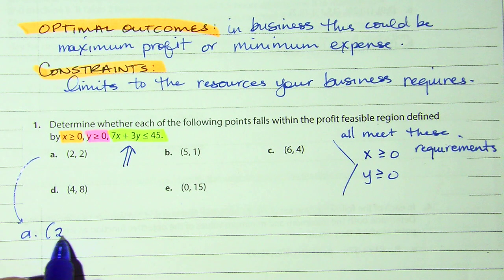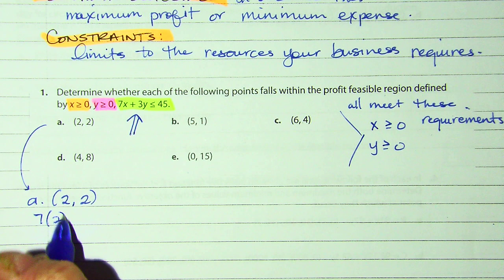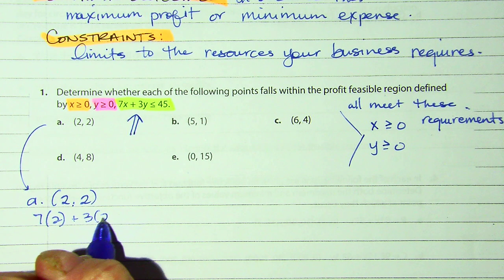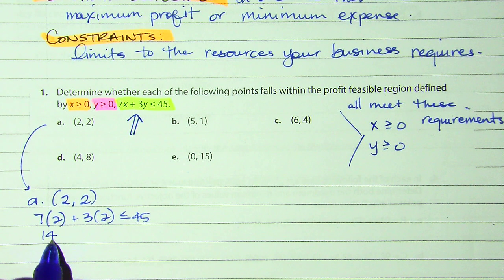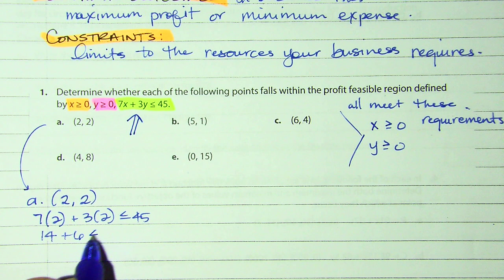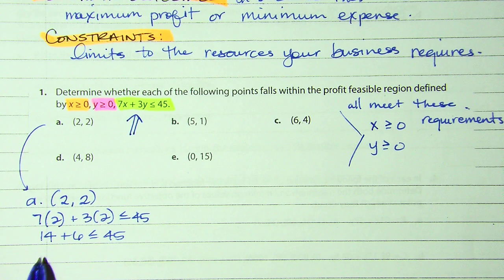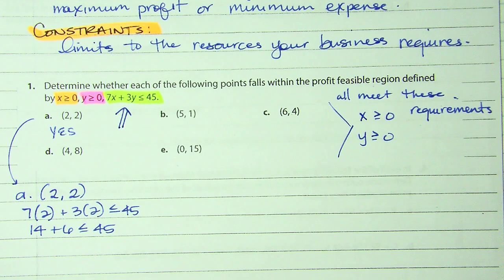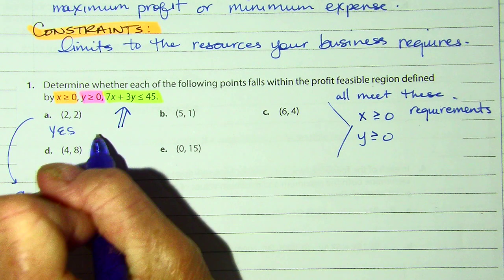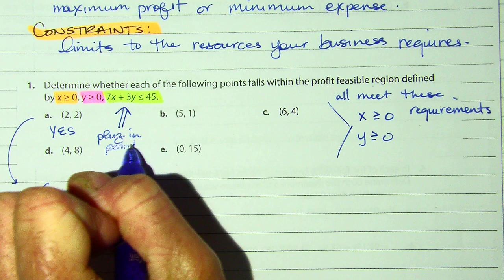So I'm going to be plugging in 2. So using a calculator is 7 times 2 plus 3 times 2. Is that less than or equal to 45? Well, this gives me 14 plus 6. And yes, that is less than or equal to 45. So A would be yes. Okay? I'm plugging points into this equation.